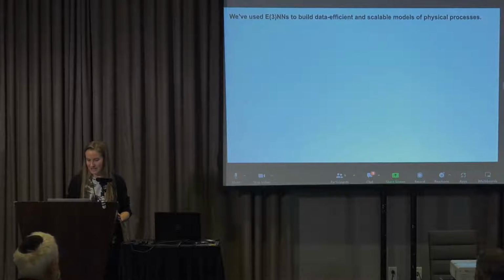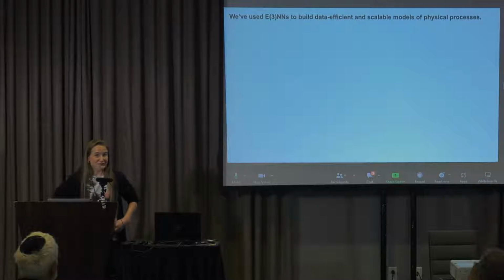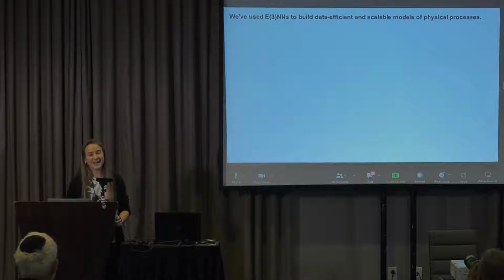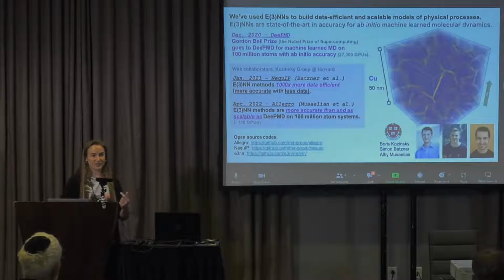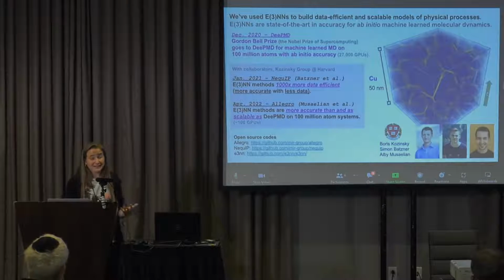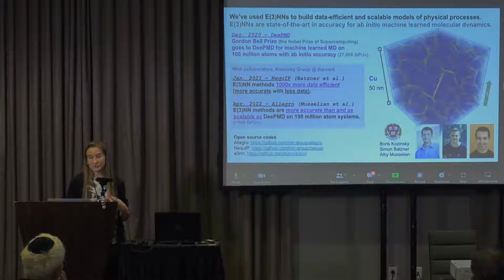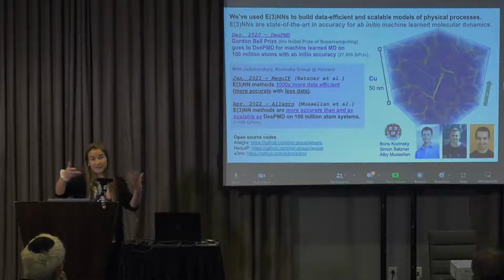Good. Perfect. Okay, so I want to show you some applications. This is pretty high level, so I'm happy to answer any questions about the details. We've been using these Euclidean neural networks to build data-efficient and scalable models of complex physical systems. Just to give one example that gives some context for how quickly the field's been changing recently, these models are currently state-of-the-art in terms of accuracy for ab initio machine-learned molecular dynamics, so very much related to the previous talk and many other talks.